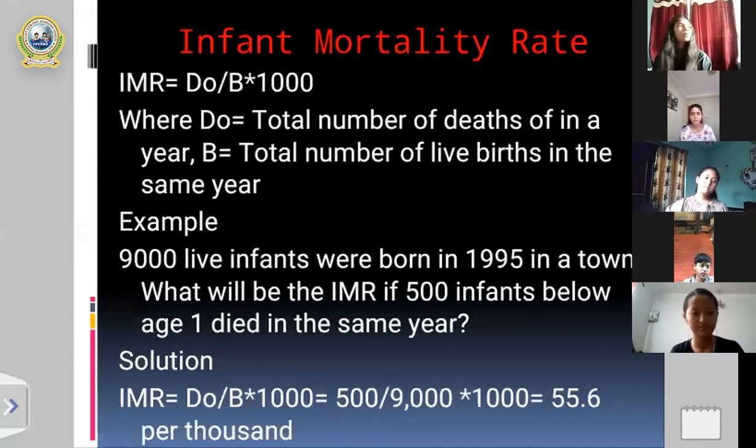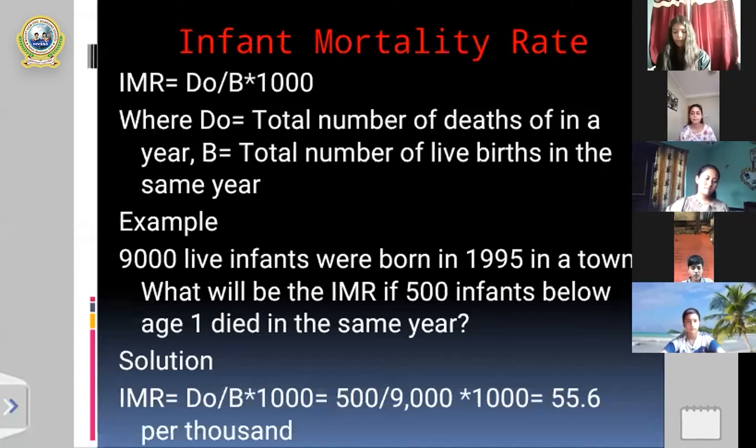500 divided by, now let's see the question, what is the total number of births? It means 9,000, right? 9,000 infants were born in that year. So 500 total number of deaths divided by total number of births, that's 9,000. So 500 divided by 9,000 multiplied by 1,000. Now when we do the cross multiplication, the answer will become 55.6 per 1,000. For that we have to do cross multiplication, then the answer will become 55.6 per 1,000.